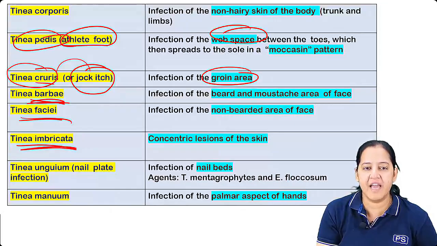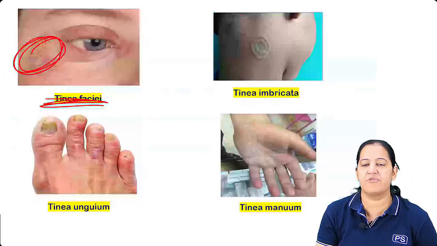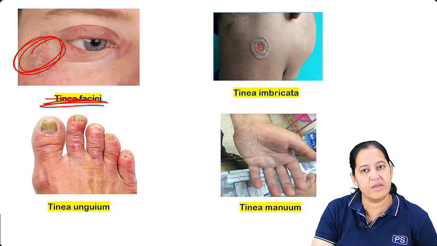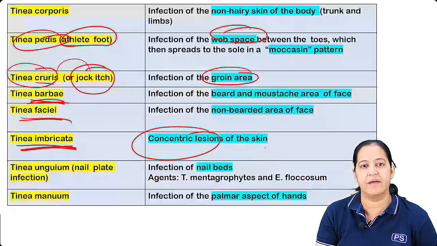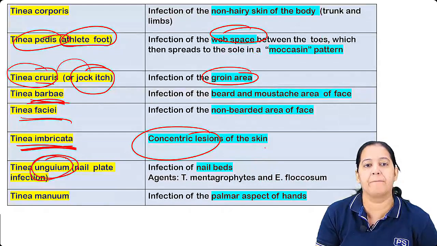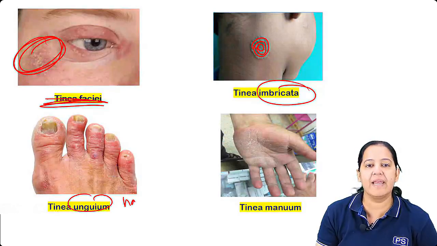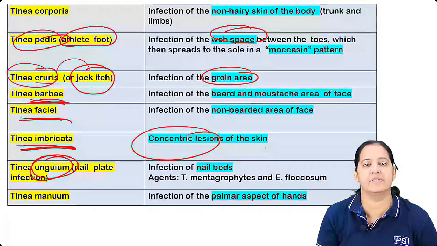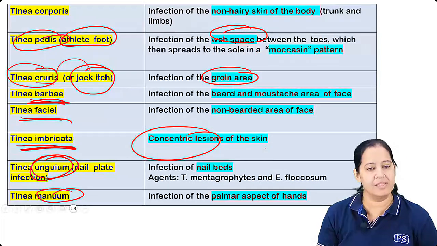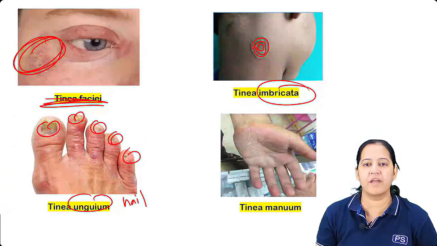The next is tinea imbricata. Imbricata is concentric lesions, anywhere, but they are concentric. The next is tinea unguium. Unguium means nail. So there is ringworm, but in the nails, not in the skin. It is in the nails. Tinea manuum. The last is manuum. It is on the palm. So ringworm infection of the palm.